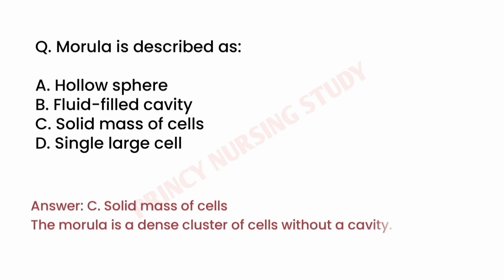Next question. Morula is described as... Correct answer is C. Solid mass of cells. The morula is a dense cluster of cells without a cavity.